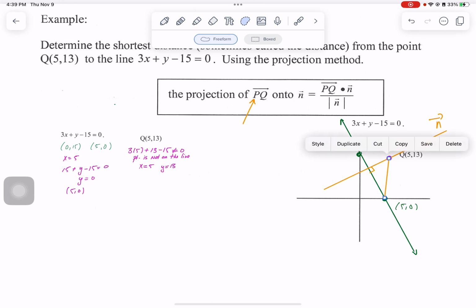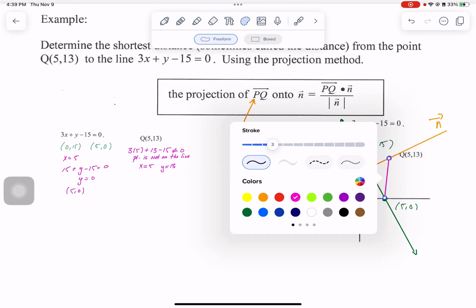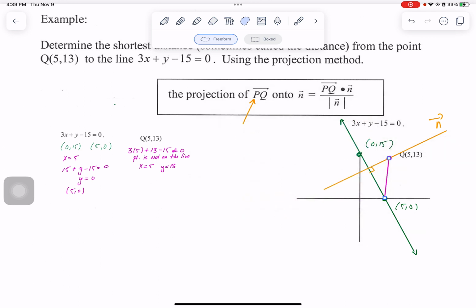Now I'm going to change this color so it's kind of pretty. I'm choosing to call this point down here A. I could have chosen any point that lies on the line, but I happen to know A is (5, 0). So I'm going to create AQ. Well, look at that, I called it A, and everywhere else I've called it P for point on the line.